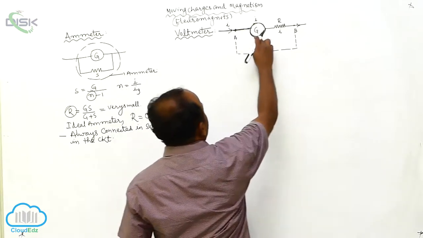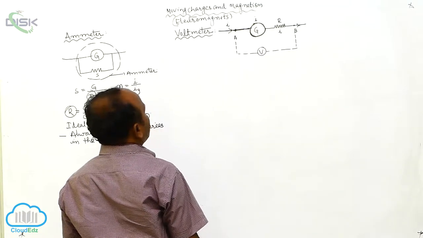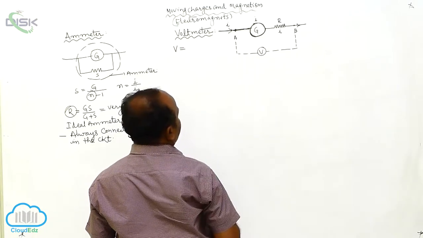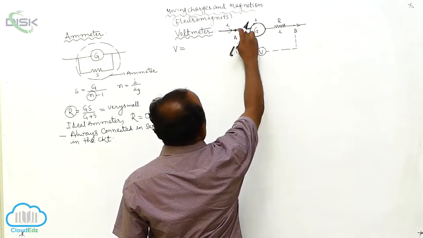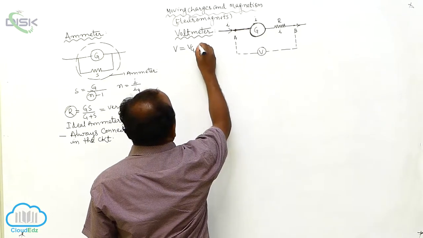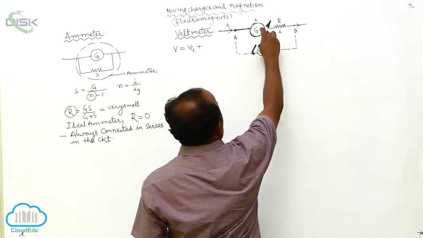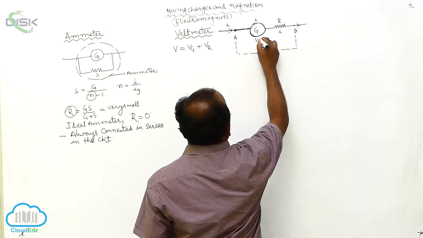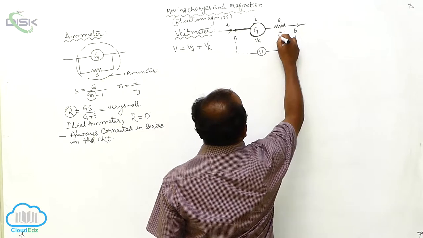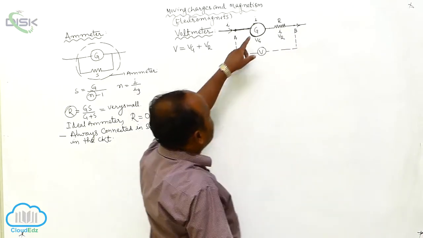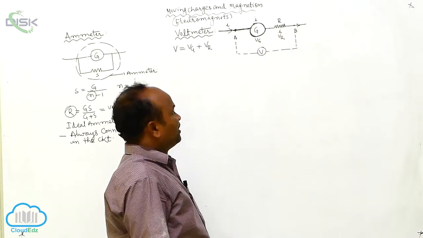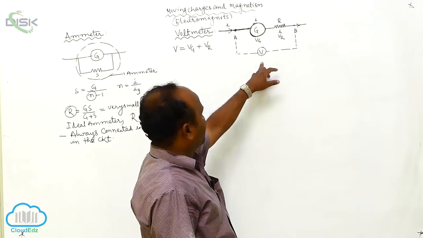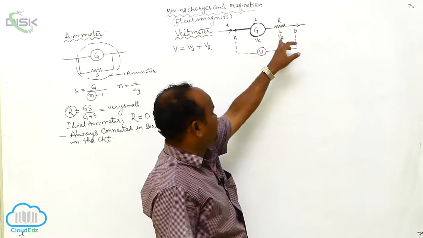Now these two are in series, right? In series, V is equals to the total potential difference, which is the potential difference across the galvanometer, Vg, plus the potential difference across the resistance, Vr. Between these two points, the potential difference is Vg. Between these two points, the potential difference is Vr. Let us consider two resistances connected in series. The total potential difference V, here the potential difference V1, here the potential difference V2. V is equals to V1 plus V2. Similarly, V is equals to Vg plus Vr.